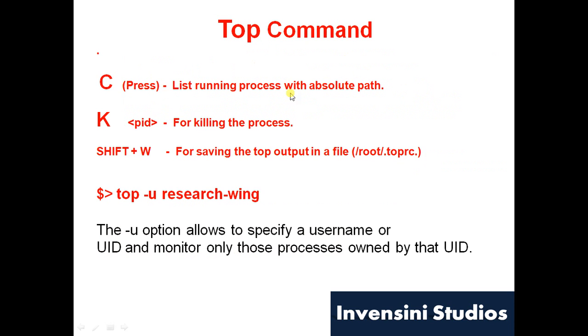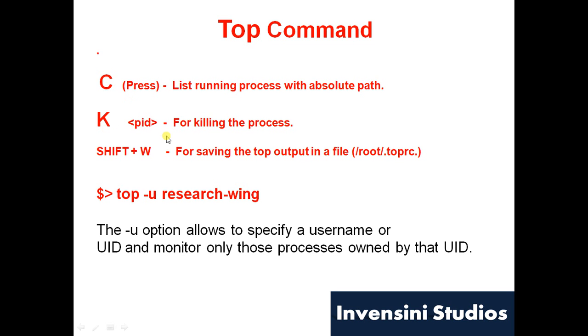C is for seeing the absolute current running path of the process. Sometimes this is very important. Sometimes when you're analyzing, you see a particular process and you want to go to the directory of that process and do some work with it. So in top you press C, and it will show you the path, and you can just go and work. A great thing.